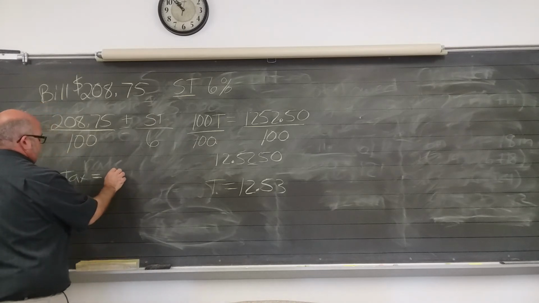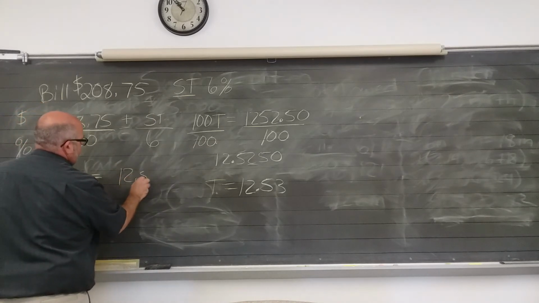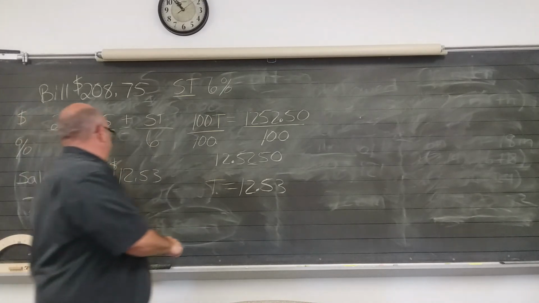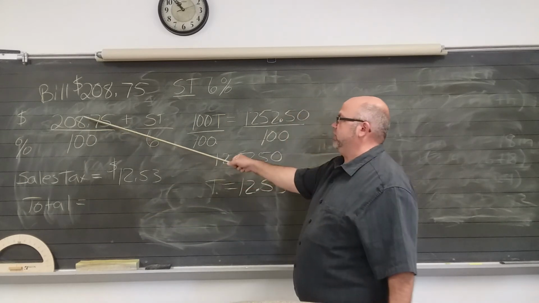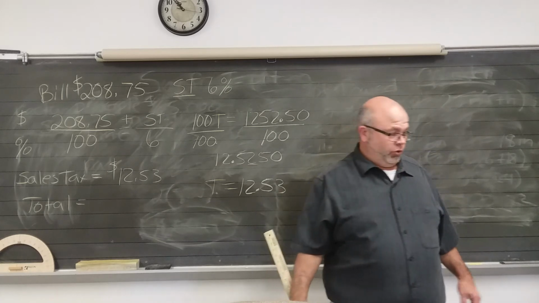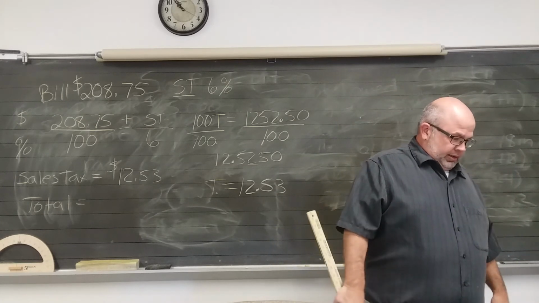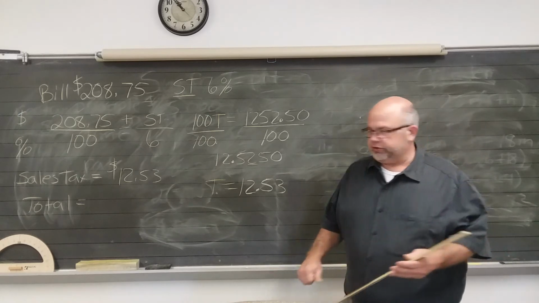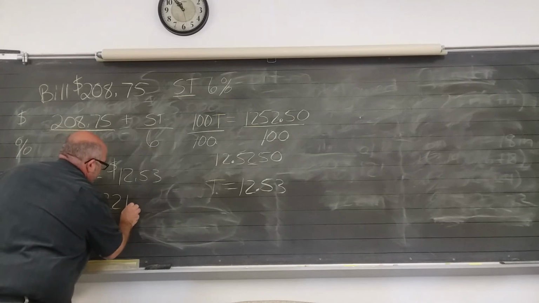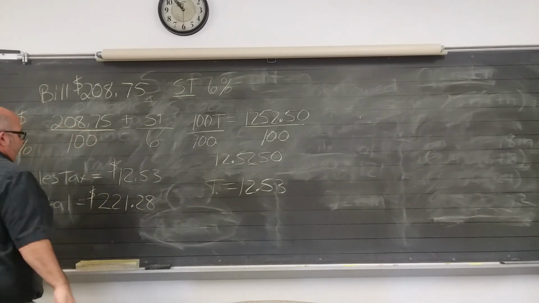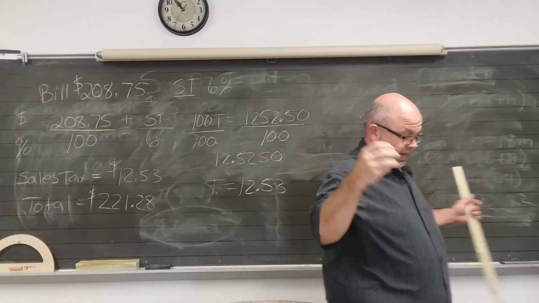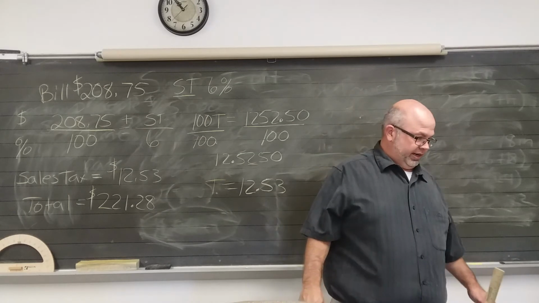Your sales tax answer is $12.53. To get the total now, you add 208.75 plus 12.53. 208.75 plus 12.53 should give you $221.28. Please have dollar signs when you're working with taxes, or anytime you're working with money, please get that dollar sign in.